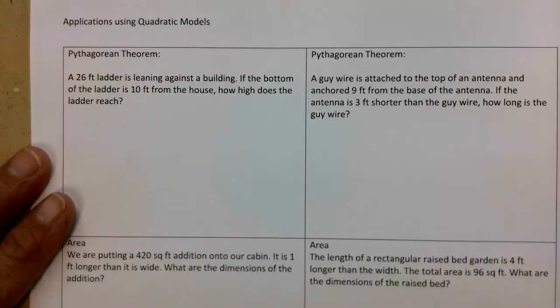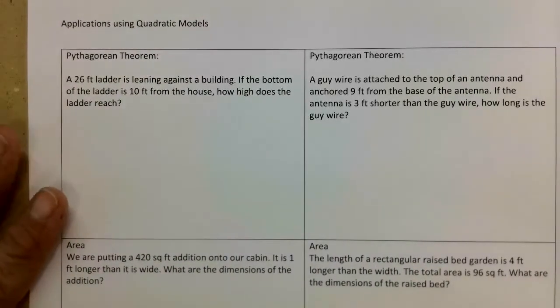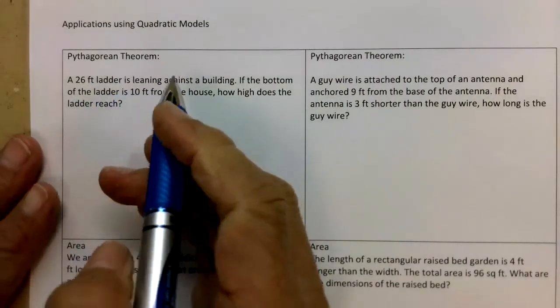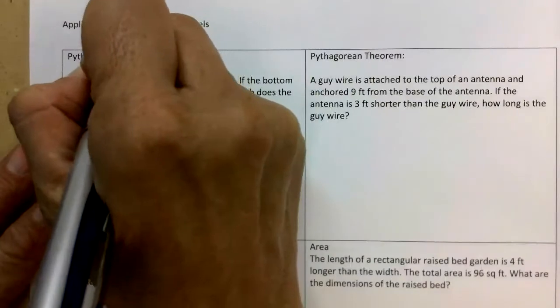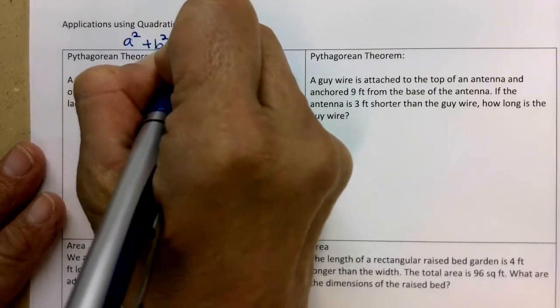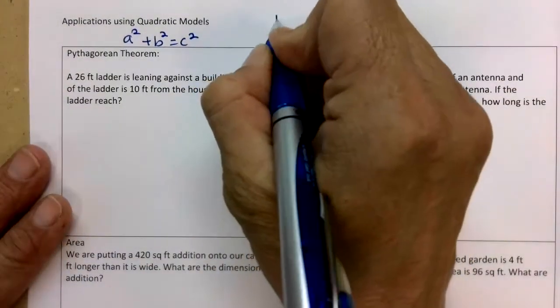So now I want to solve some story problems, and these story problems are going to have quadratic equations in them. The first one that we're going to do uses the Pythagorean theorem. Most people are able to rattle it off, right? We know that it's a squared plus b squared equals c squared. But just in case, let's make sure that you know what everything stands for.